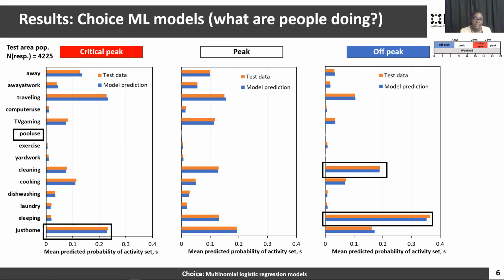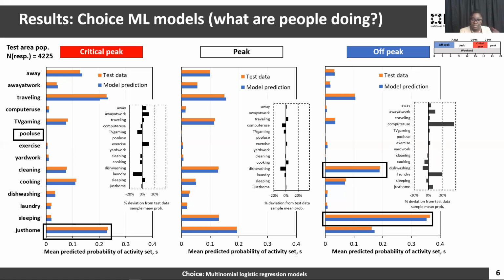The choice model predictions in blue do quite well in predicting the mean probability of each activity. You can look at this small inset plot showing less than 20% error margin. We, however, noticed for computer use and laundry during off-peak period on the far right that we are off by at least 20%. So we're thinking that the tiny probabilities of doing this activity during off-peak period could be the reason for this, or could mean that both computer use and laundry choice are indifferent of who you are.